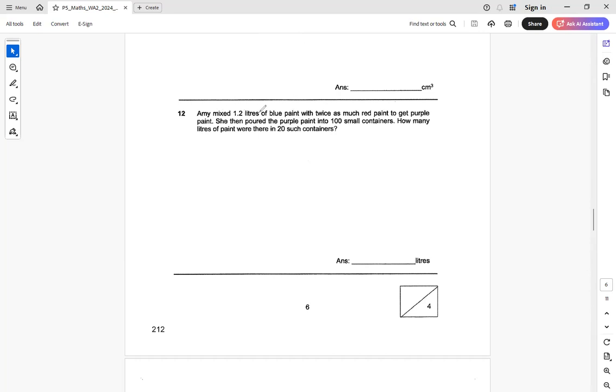Okay, so what Amy did is she mixed 1.2 liters of blue paint with twice as much red paint. So for this, blue paint is like 1 unit, and for red paint, since it's twice, it'd be like 2 units. She mixed the blue and the red paint to get the purple paint. Then she poured all the purple paint into 100 small containers. The question is asking you for how many liters of paint were there in 20 such containers. Okay, so first things first, let's find the total purple paint.